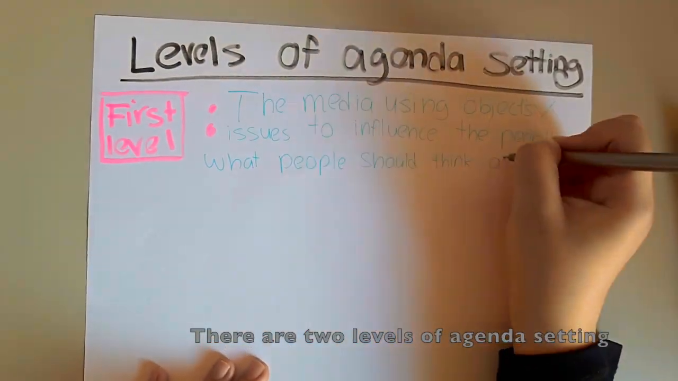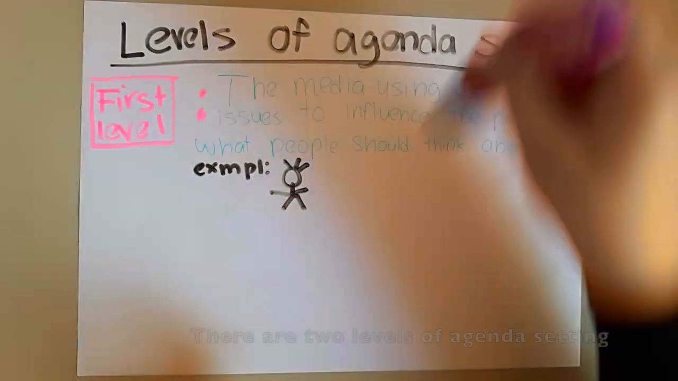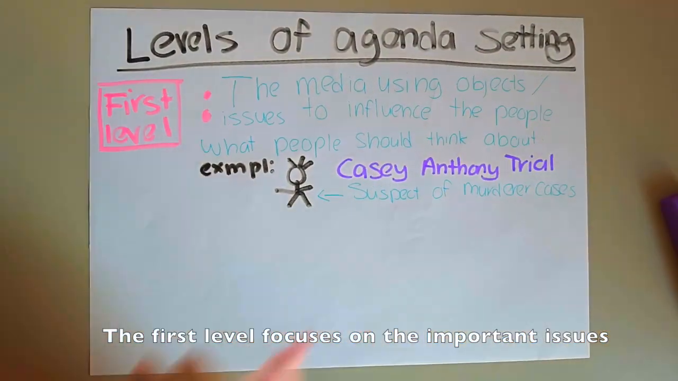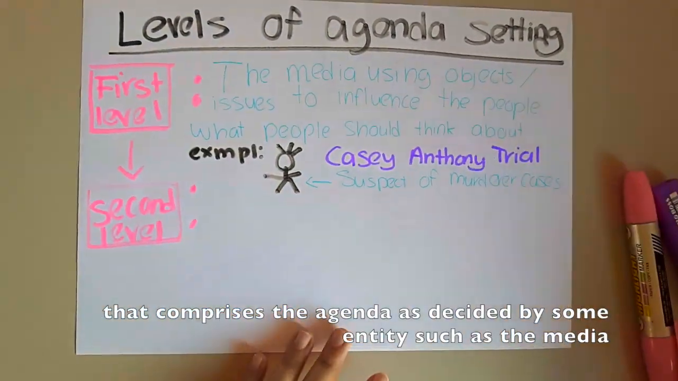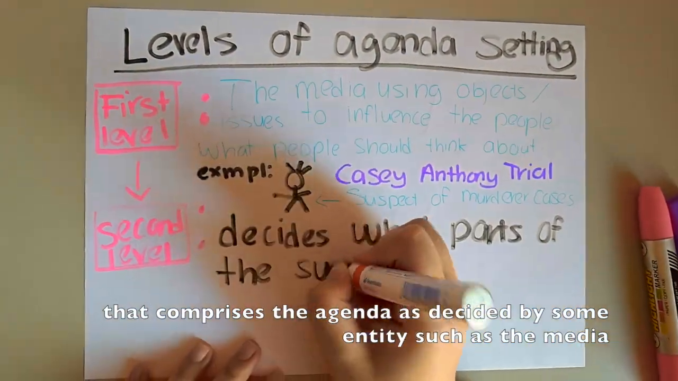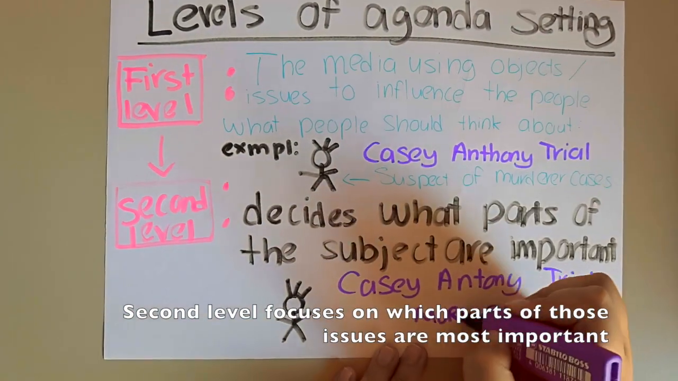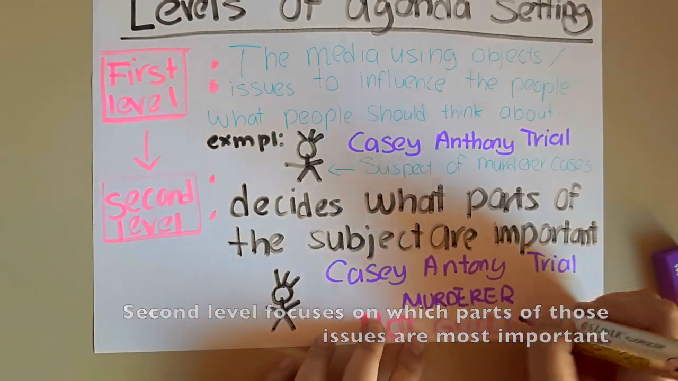There are two levels of agenda setting. The first level focuses on the important issues that comprise the agenda as decided by some entity, such as the media. The second level focuses on which parts of those issues are most important.